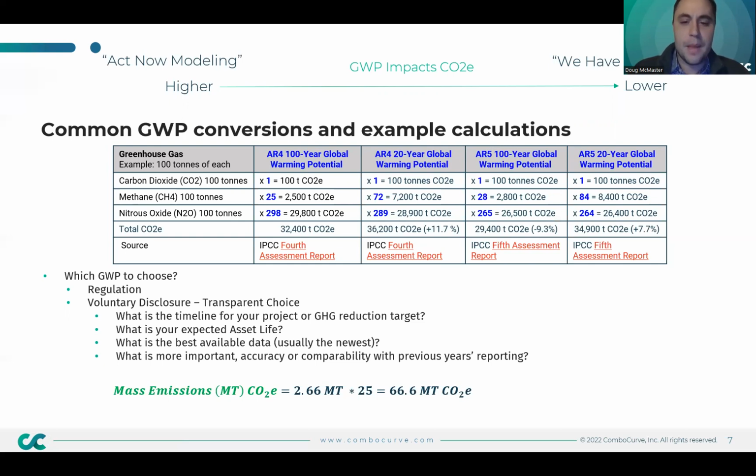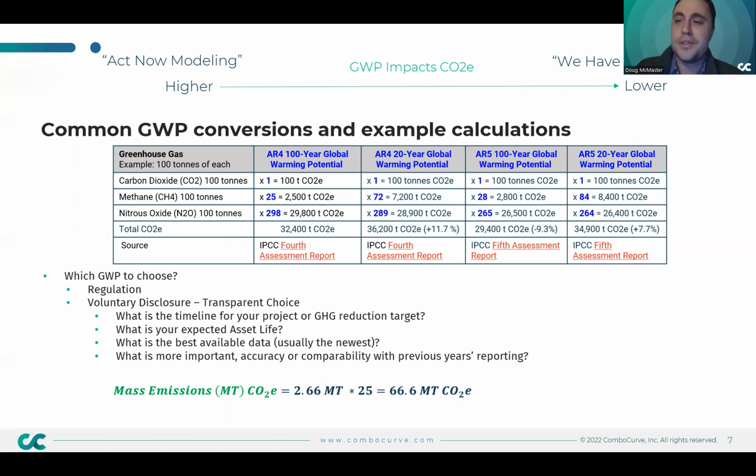So the primary input assumption is the global warming potential, and that value has multiple choices. They come from different agencies, and they all have different opinions on what it should be. They primarily source from IPCC assessment reports. So you can see different assumptions, but really, what does it matter to this operator?